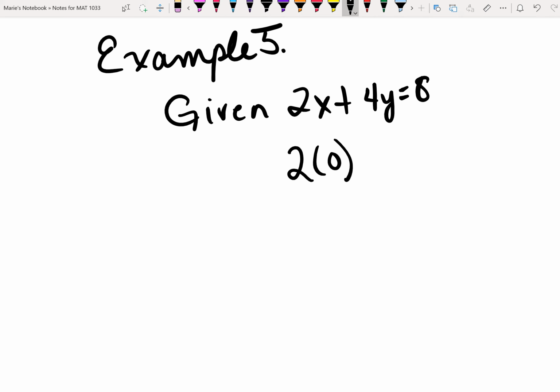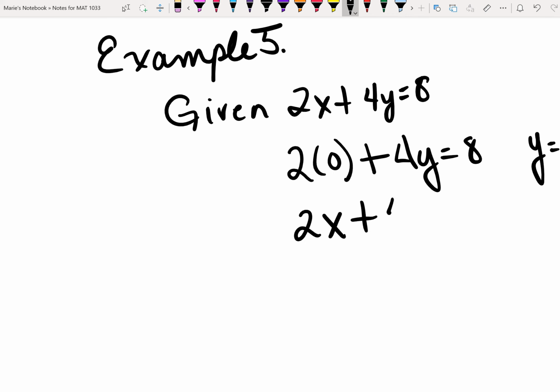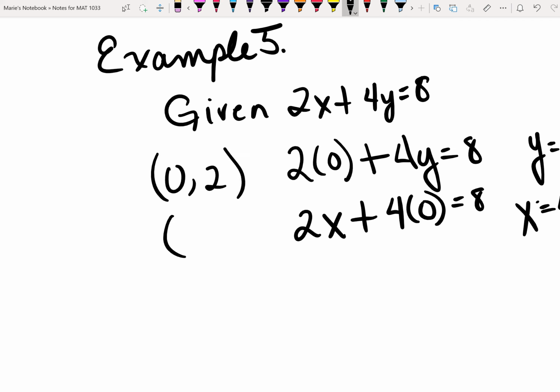You start with setting x to 0, leaving you 4y equals 8, and therefore y equals 2. If you have 2x plus 4 times 0 equals 8, therefore y equals 4. I'm sorry, x equals 4. My mistake. Right? Because that's what we're solving for. So if x equals 4 and y is 2, that gives me the 2 intercept points. So this is 0, 2, and this is 4, 0. That's how simple that is.